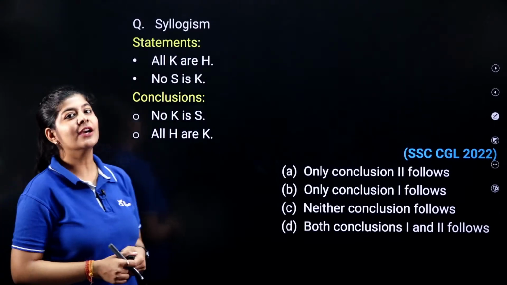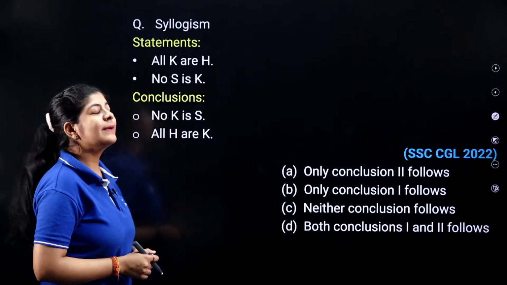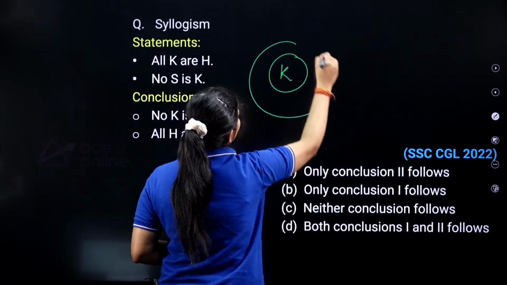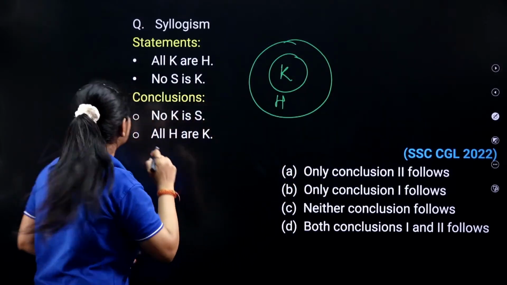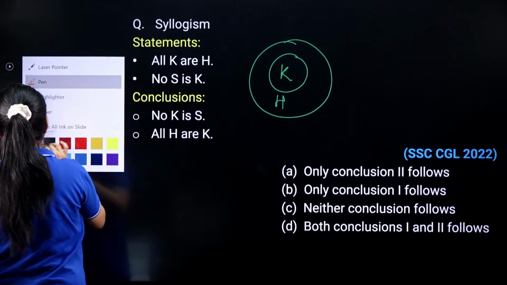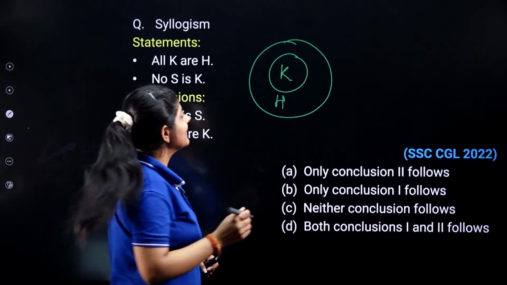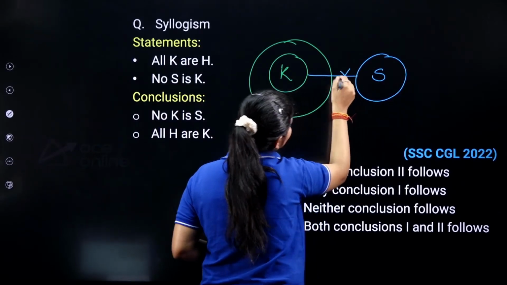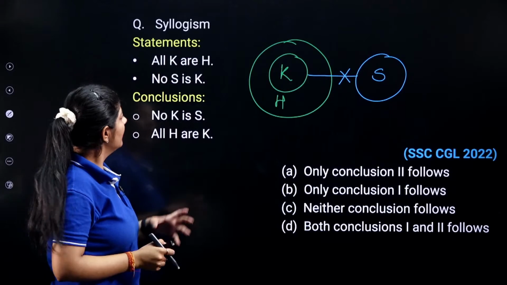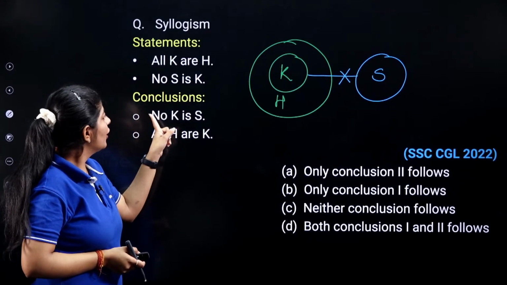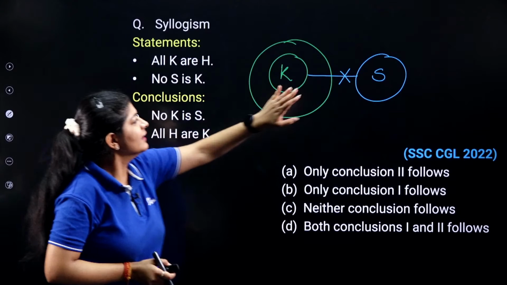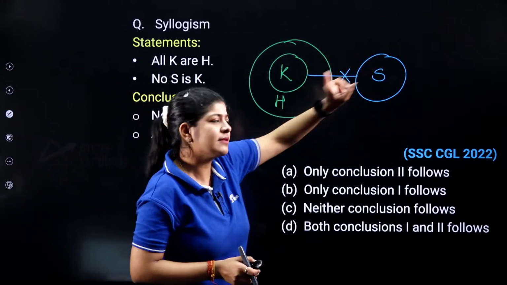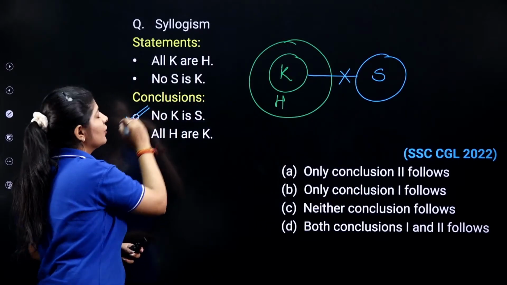Okay, let's start drawing the basic diagram. So my statement is saying that all K belongs to H, right? Now the next statement is saying that no S is K. Okay, so there's no relation in between S and K. Right, this is my basic diagram. Now, what I have to do, I have to check my conclusion. No K is S. If S doesn't belong to K, so we can say that no K belongs to S. Okay, that means this conclusion is true.